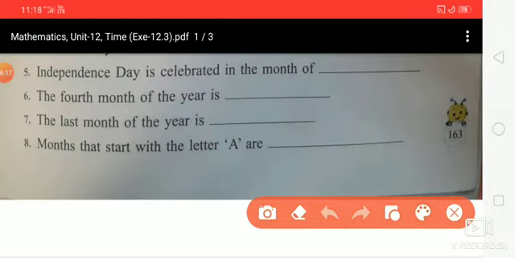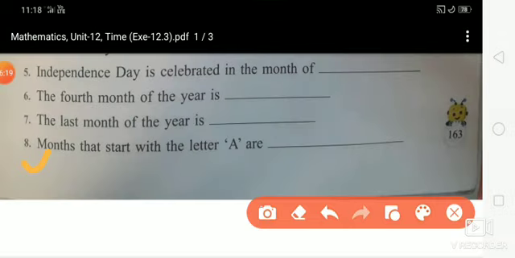And now the last, the eighth one: months that start with the letter A. Okay? So write here the names of months whose first letter is A. Which months start with A? That means April and August. So first write April.